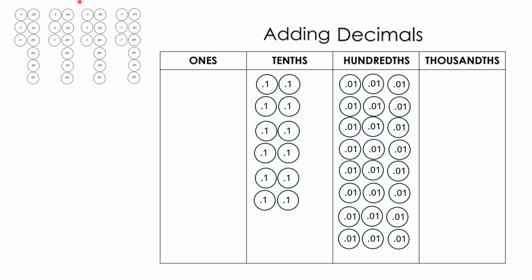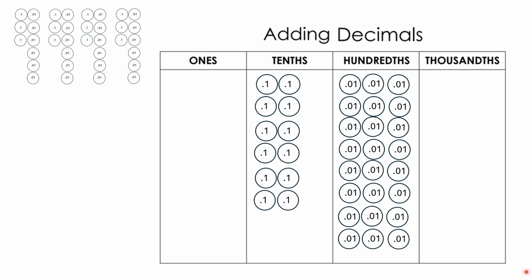I already have my place value chart with the rounds filled in here. As you can see, I took all the tenths rounds from our model and placed them into the tenths place. And I took all the hundredths rounds from our model and placed them into the hundredths place. Now we can add them together.